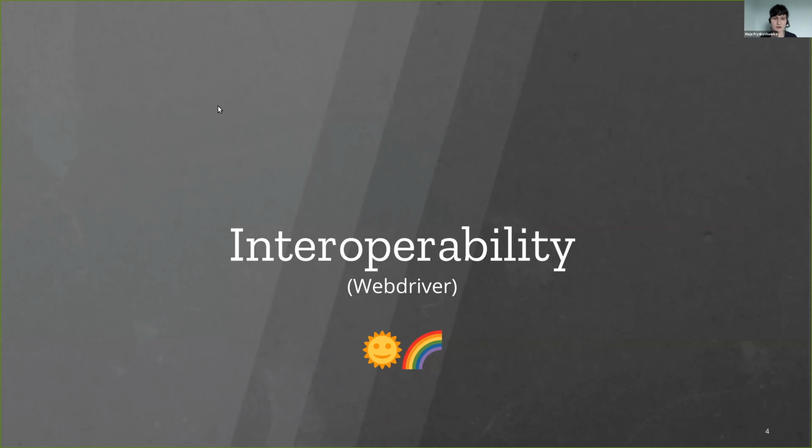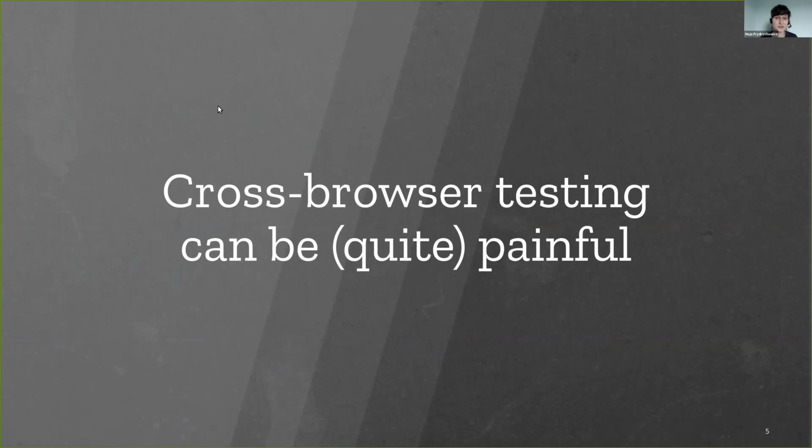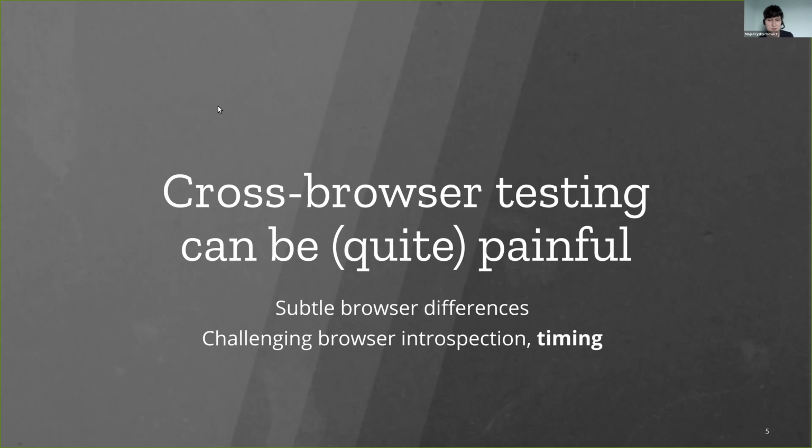But of course, it is not all sunshine and rainbows. Cross-browser testing can be tricky, can be complex. We can feel much pain while trying to implement cross-browser testing. Although major browsers have come a long way toward interoperability in the last 10 years, there are still plenty of scenarios that are hard to test, either because of subtle browser differences or because it's just not clear how to maneuver the browser to check that your app works as expected. And a lot of the time, it's actually timing that is quite challenging.